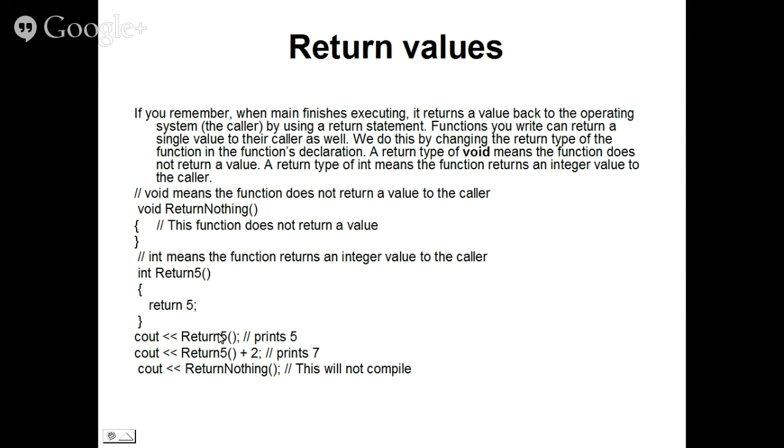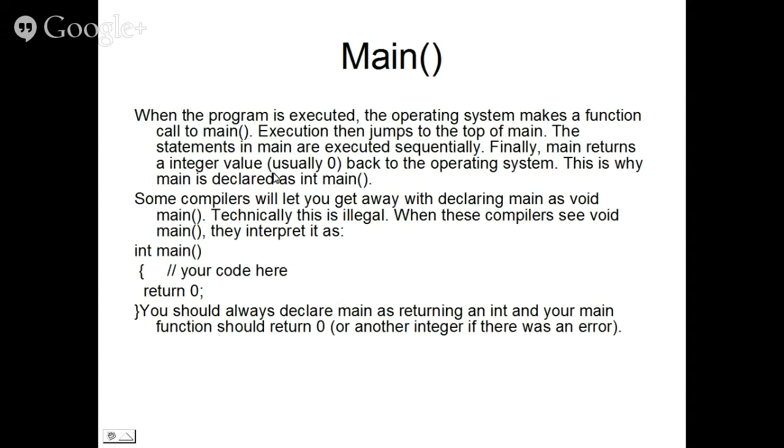Okay, coming back to main, what is main? When the program is executed, the operating system makes a function call to main. Execution then jumps to the top of main. The statements in main are executed sequentially. Finally, main returns an integer value, usually 0, back to the operating system. Generally, when you say return 0 in main, you're basically telling the operating system that main returned without any errors. Okay, that means main's execution was successful. You're telling it to the operating system.